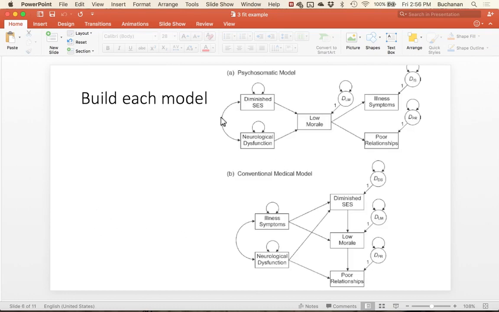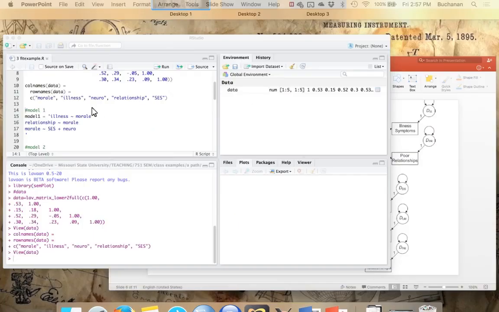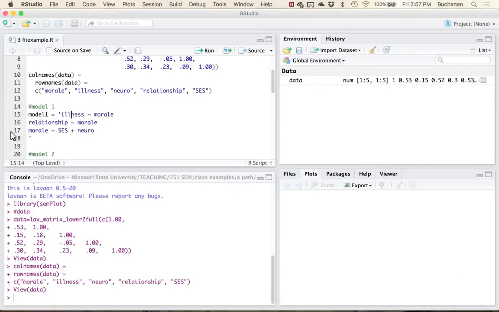Oh, and then I had the picture again. My bad. But let's see if we got that from my notes here. Okay, so I have illness is predicted by morale, relationship is predicted by morale, and morale is predicted by both. So that's model 1.